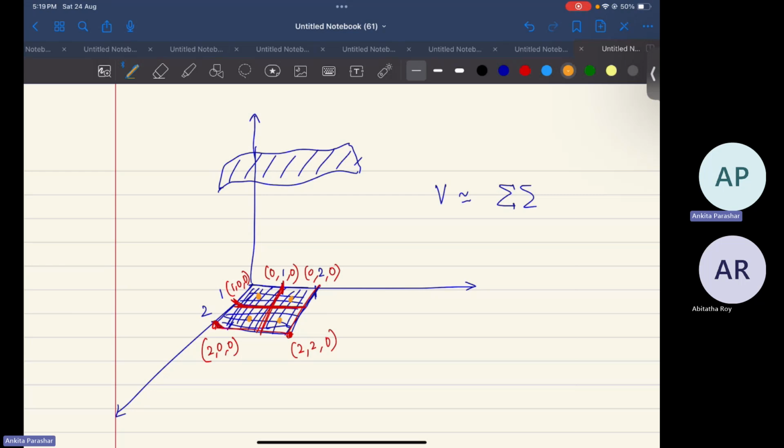We have to choose one point inside those partitions. Let's say I choose a point xij, yij. Since I have just partitioned my x length by half and y length by half, I have only two partitions, so i goes from 1 to 2 and j from 1 to 2, with certain delta x ij, delta y ij. Do you remember this?